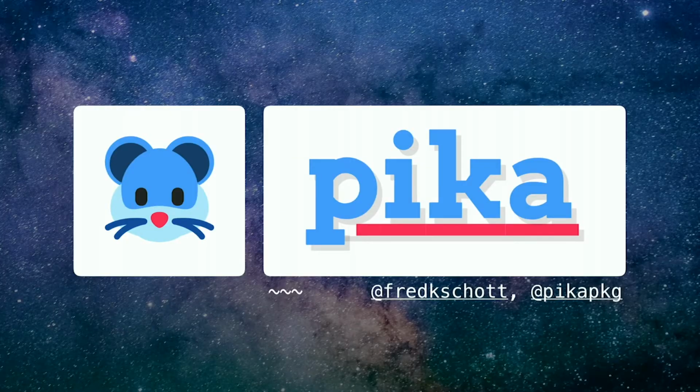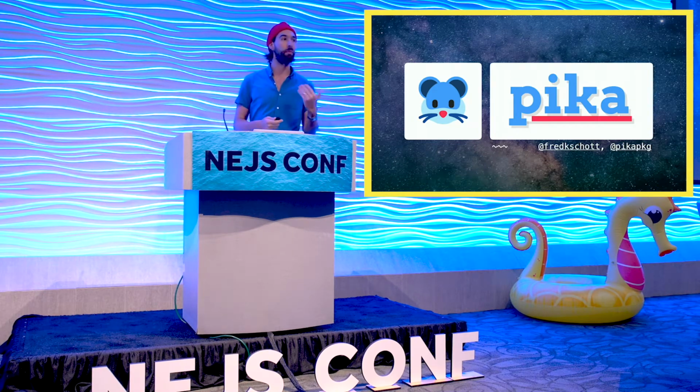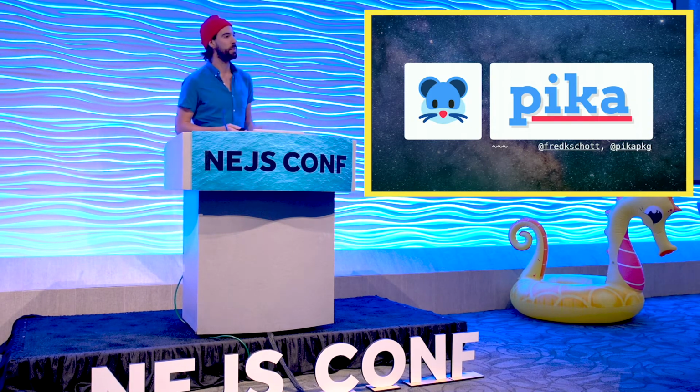My name is Fred Schott. I work on a project called Pika. Pika's goal is to make the internet faster. That's full stop, that's the goal. And we do that by moving JavaScript forward, so by making modern JavaScript more accessible and easier to use.